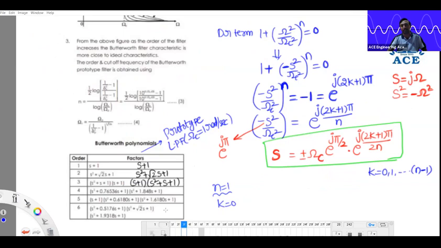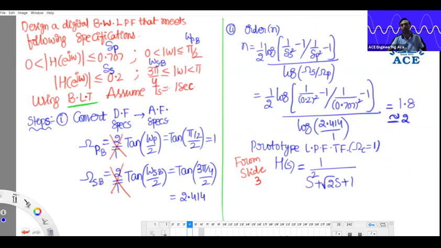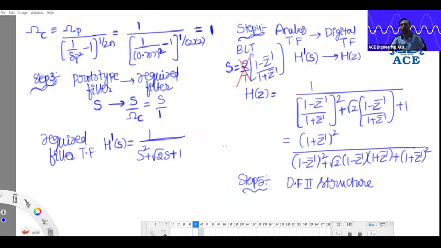Another disadvantage of impulse invariant is what? Not only is it unable to design high pass and band stop filters, for the given specification, is the order more or not? For the given specification, the order is more in comparison with bilinear transformation.